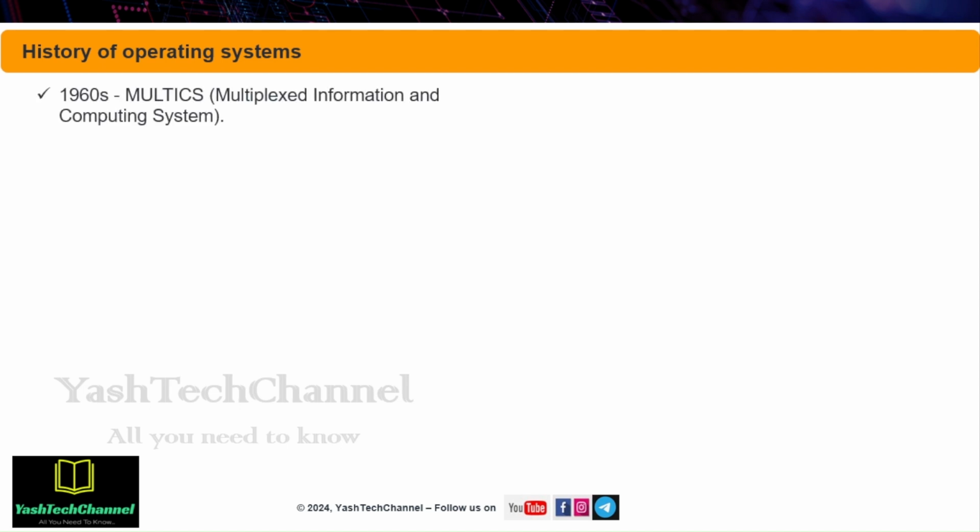So what happened in 1960? There were different people who tried to create a multitasking, multi-user operating system. The way it evolved is that initially they created one operating system called Multics.